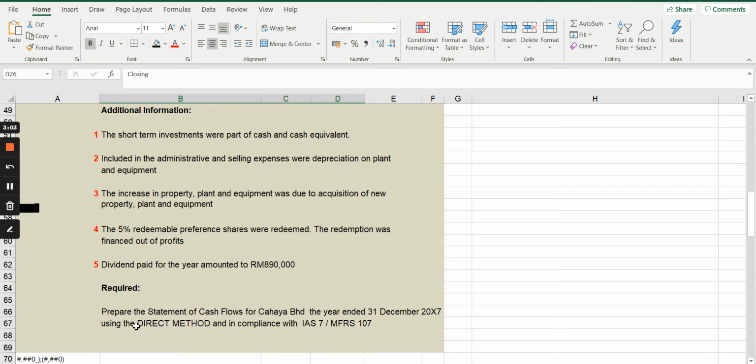And look at the requirement here. It is asking you to prepare a statement of cash flow for Cahaya, which is the name of this company, for the year ended 31st of December 2007 using the direct method. And that should be in compliance with IAS 7. IAS 7 is the international standard, but in Malaysia we call it MFRS 107, where MFRS stands for Malaysian Financial Reporting Standards. 107 is our coding, but it is word for word the same as IAS 7.